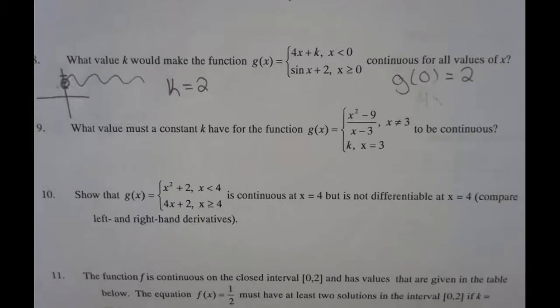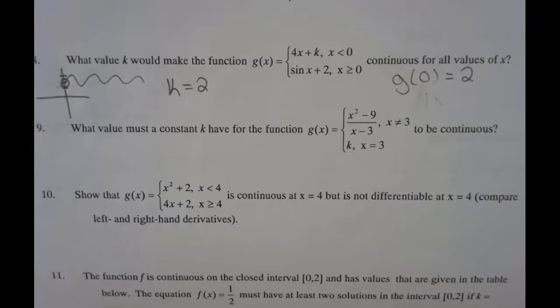Go ahead, Maddie. Okay, well basically I said sine of x plus 2 is just the original sine of x graph, just shifted up 2. And then since it gave me a slope and I had to find the point of intersection, I just put it at 2 because that's where it had to be continuous at.